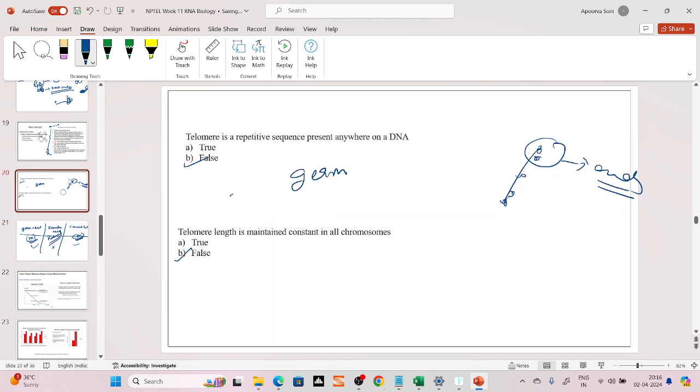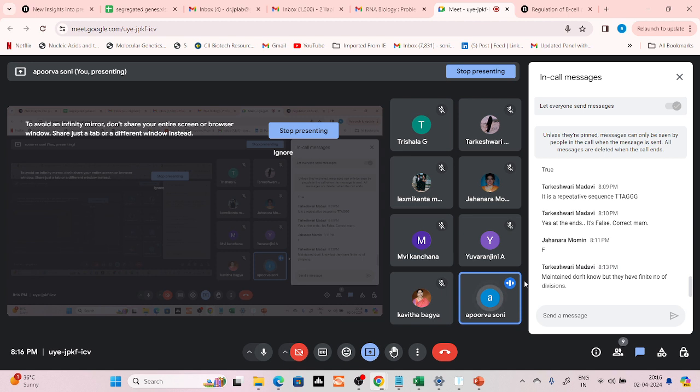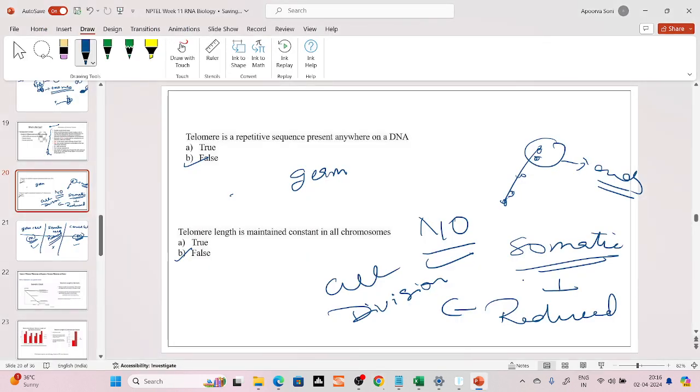So the question was, telomere length is maintained constant in all chromosomes? The answer would be no, because in somatic cells, the length of the telomeres keeps on getting reduced with each cell division. Is it clear to everybody what I'm trying to tell? Yes, ma'am. Okay. So it is not maintained constant, but it is maintained constant in germ cells, in cancer cells, and in a few types of stem cells.